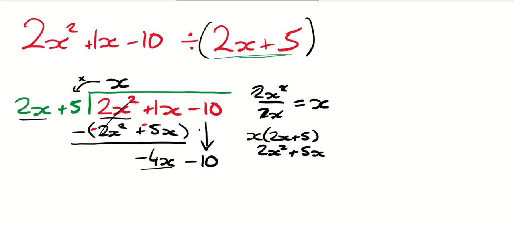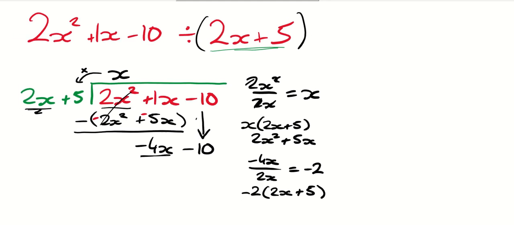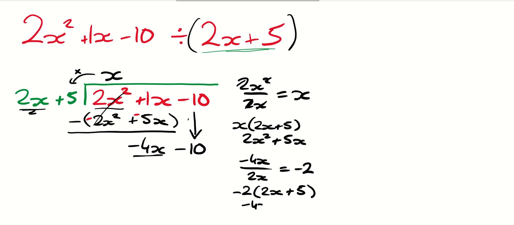Okay, same method now. We're going to divide this minus 4x by our 2x up here. So divide it by 2x, and minus 4 divided by 2 is minus 2, and x divided by x was 1, so just minus 2. And same again, we're going to do minus 2 multiplied by 2x plus 5, and that will finish us off with minus 4x minus 10. Okay, and that's good because you see that this minus 4x minus 10 is the same as this, so that's what you always want to work out at.